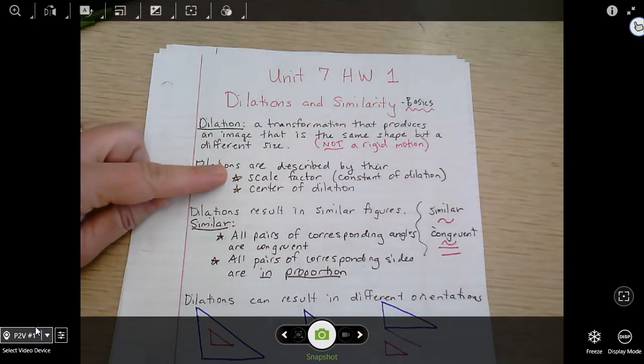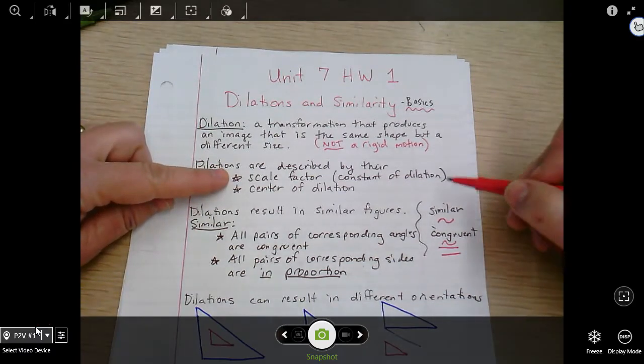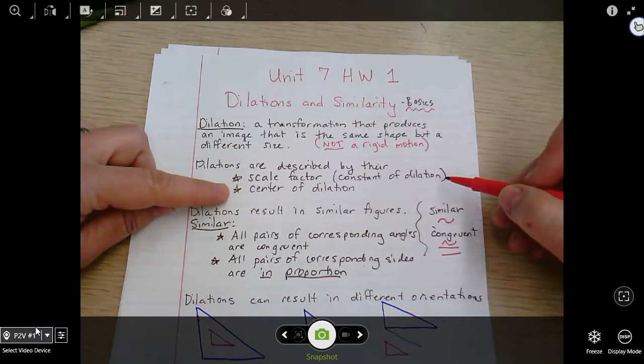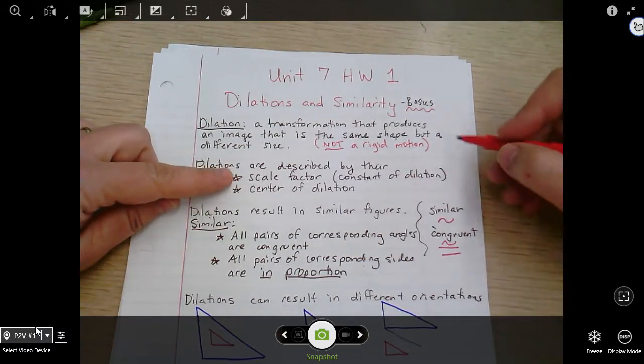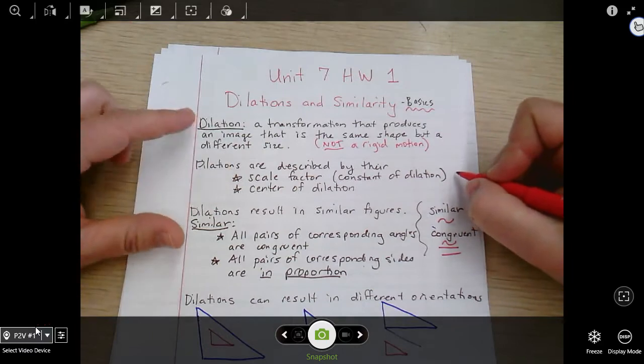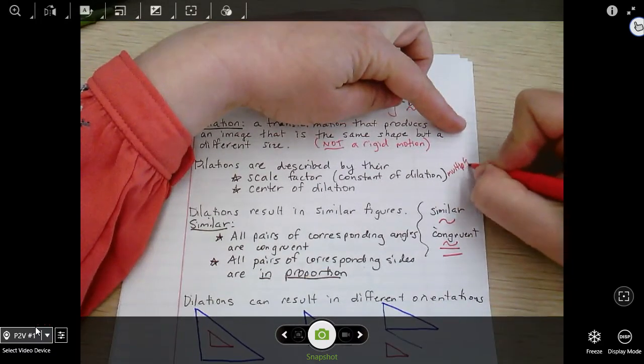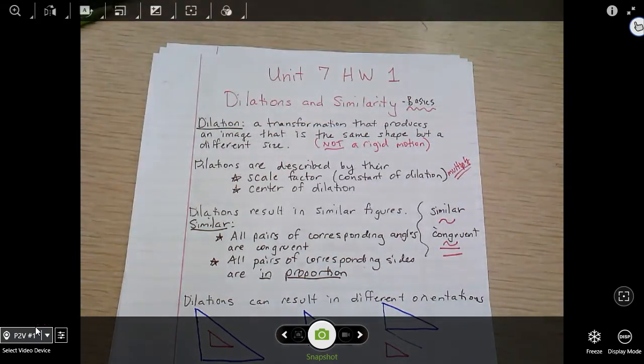Dilations are described by two things: the scale factor, or constant of dilation, and the center of dilation. The scale factor is always something that you multiply by, right? It's not something that is added and subtracted. When you're working with scale factor, it involves multiplication and division only, not addition, not subtraction.